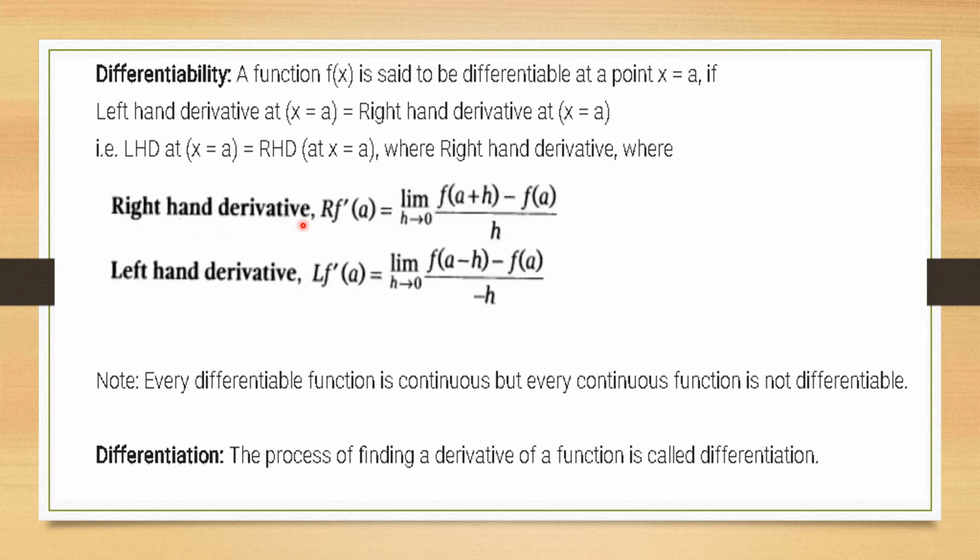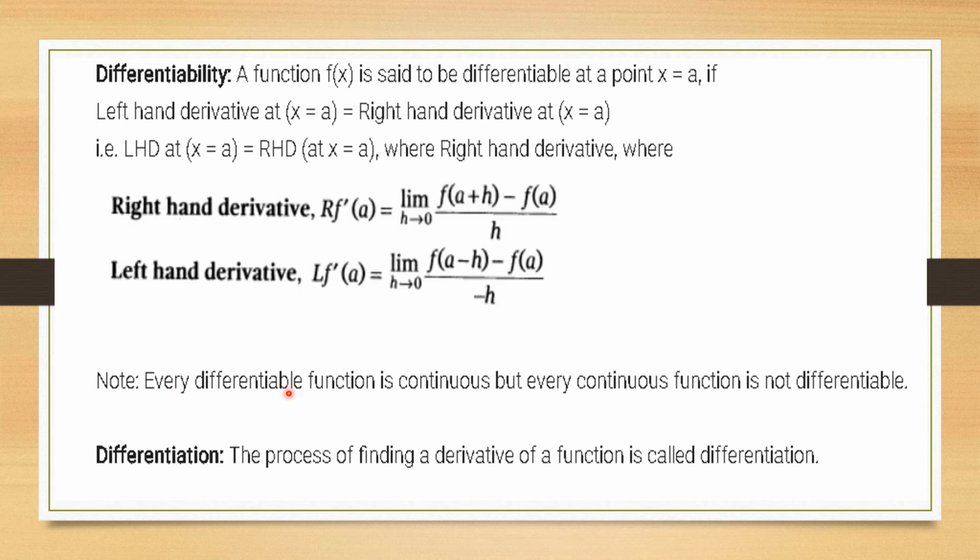So limit h approaches 0, f of a plus h minus f of a upon h, and the left hand will be limit h approaches 0, f of a minus h minus f of a upon minus h. How? Because when we check at 0, we have 0 plus h and 0 minus h, or a plus h and a minus h. So this is the definition. This will automatically be framed, don't worry about it.